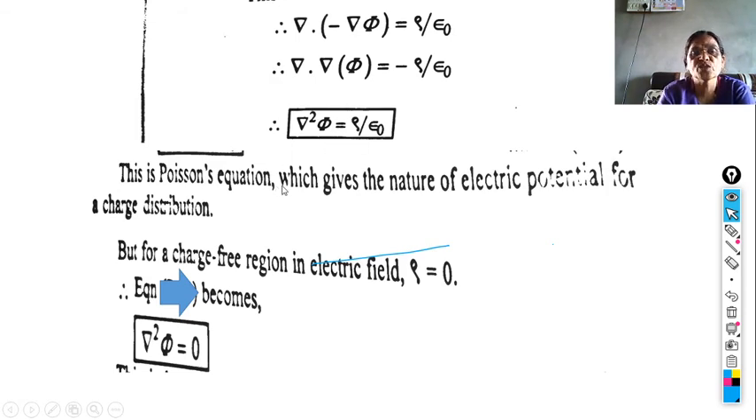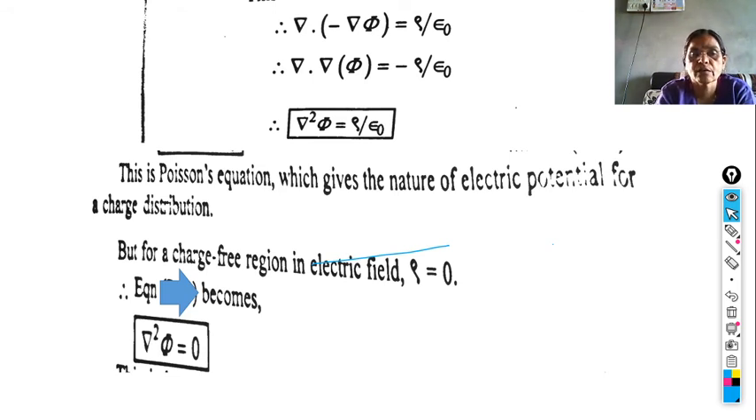Now this equation is known as Poisson's equation. It gives the nature of the electric potential for a charge distribution. While proceeding for Poisson's equation, we considered the situation where Q charges are distributed over the bounded volume V, and for that, del square phi equal to rho upon epsilon 0, the Poisson's equation, explains the nature of the electric potential for a charge distribution.